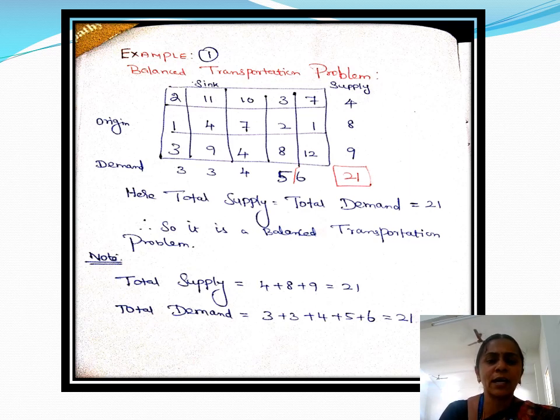Otherwise it is said to be an unbalanced transportation problem. So here we add the supply: 4 plus 8 plus 9 we get 21, and the total demand is 3 plus 3 plus 4 plus 5 plus 6, which is equal to 21. So here total supply is equal to total demand, therefore it is a balanced transportation problem.